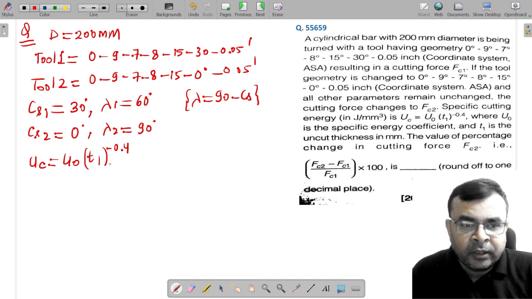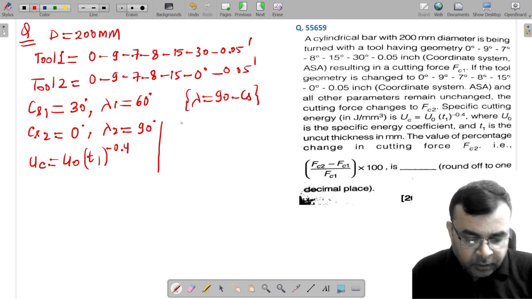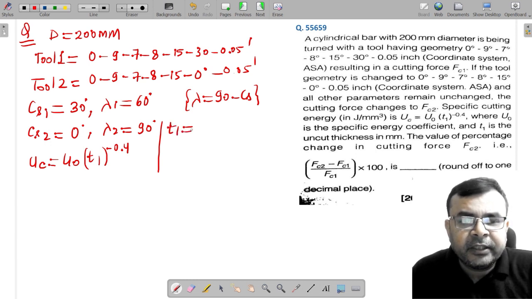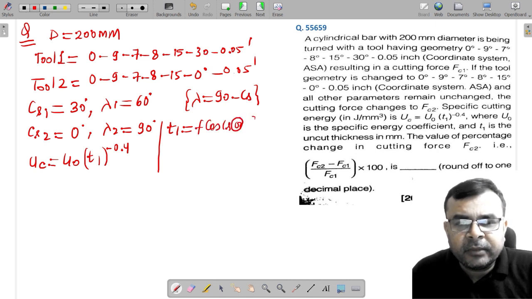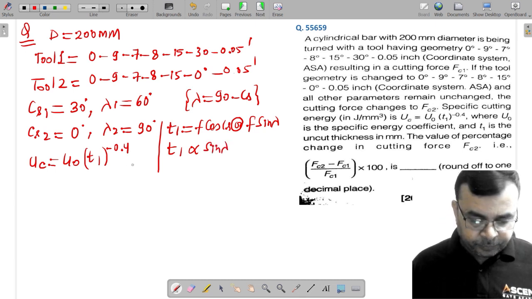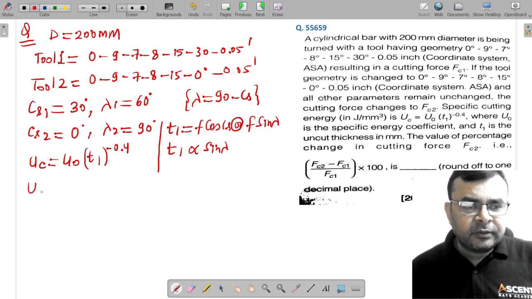We need the value of percentage change in cutting force. So as you know that T1 can be written as F cos CS, or it can be written as F sin lambda. So can I say T1, uncut chip thickness, is directly proportional to sin lambda? Is it right? And what is specific energy?